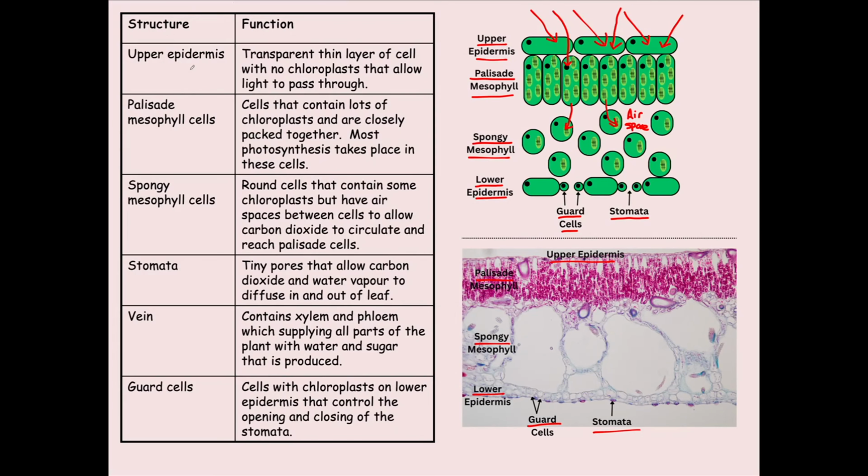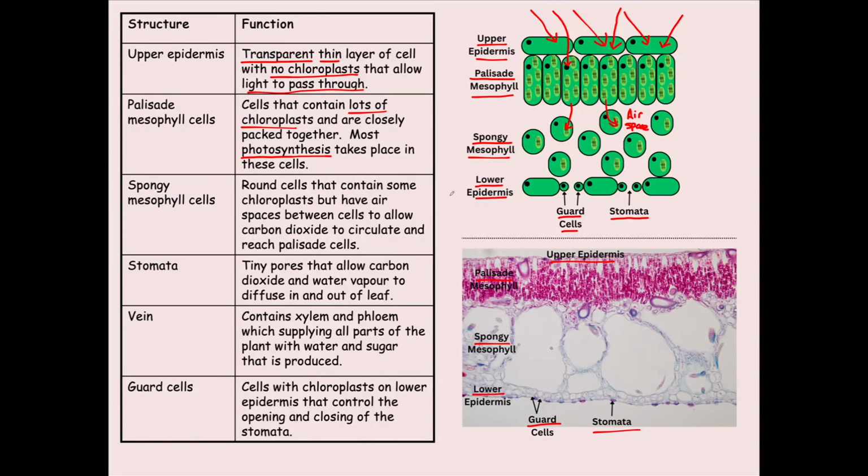So as well as the structure, you also need to know the function. So the upper epidermis, we talked about this earlier on, it's a very transparent and thin layer of cells. It has no chloroplasts, and that allows light to pass through. The palisade mesophyll, they contain lots of chloroplasts, and they're closely packed together. Why is this? So they can absorb every morsel of sunlight, and that is where most photosynthesis will take place in these cells.